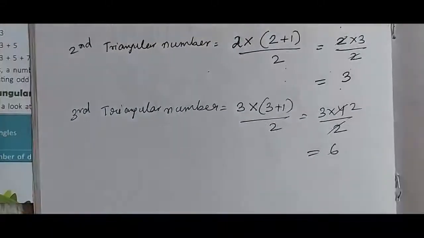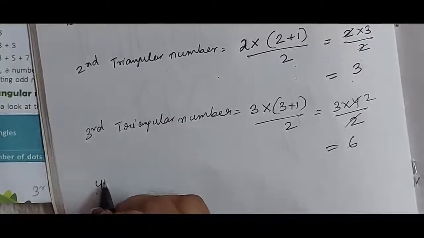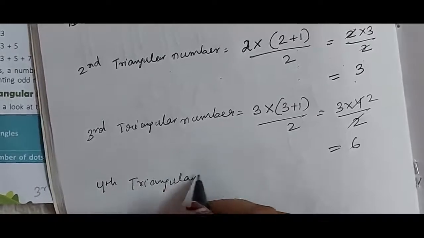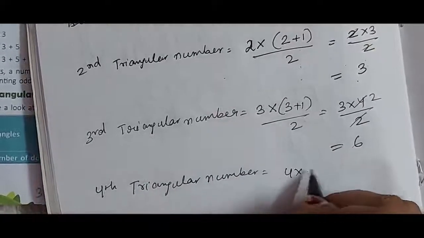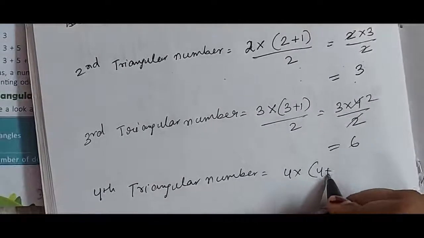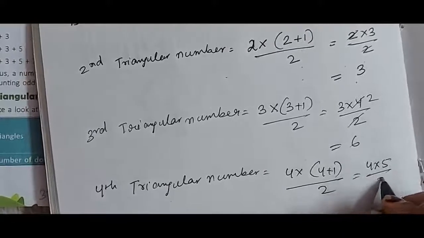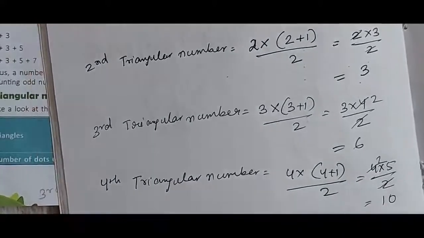After that the answer must come as 10. So we have to take out the fourth triangular number. So what we will do here, 4 into 4 plus 1 by 2, that is equal to 4 into 5 by 2. 2 twos are 4, it has got cut. 5 into 2 is equal to 10.